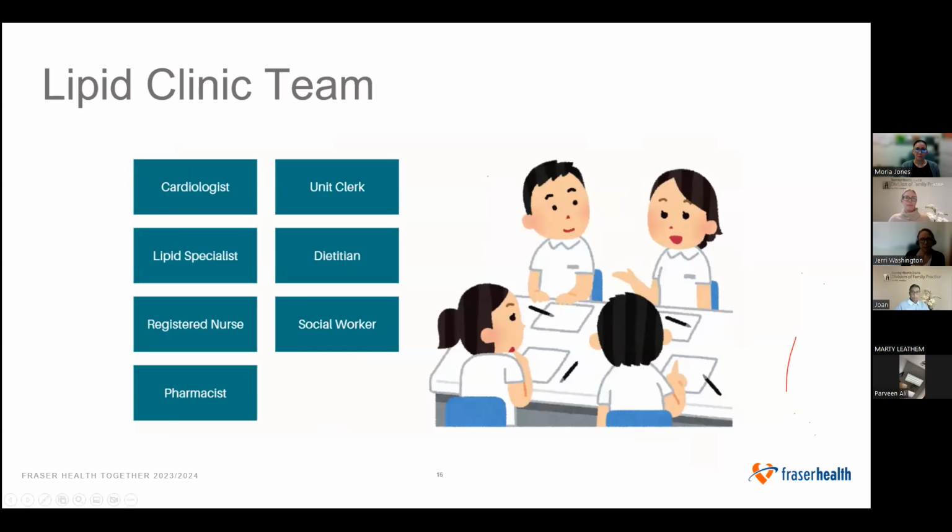Our team includes a cardiologist or a lipidemiologist, also registered nurse, pharmacist, and our allied health, social worker, dietitian, mental health if needed, as well as our unit clerk.